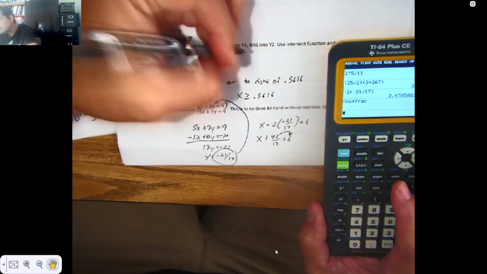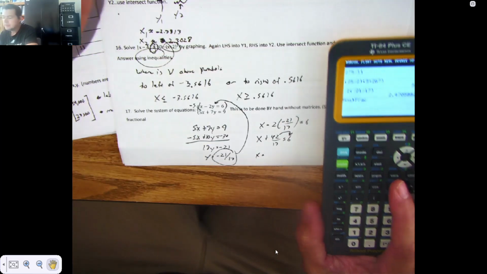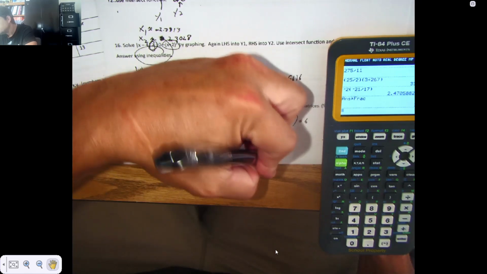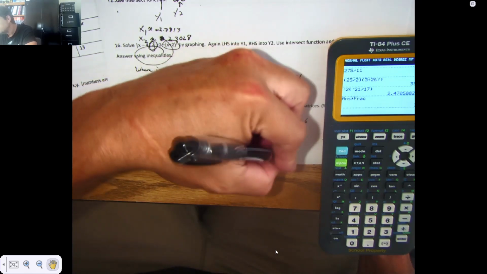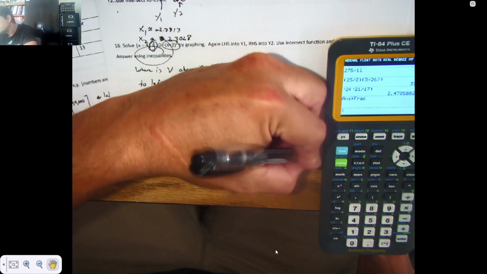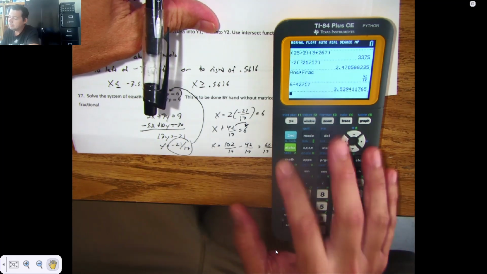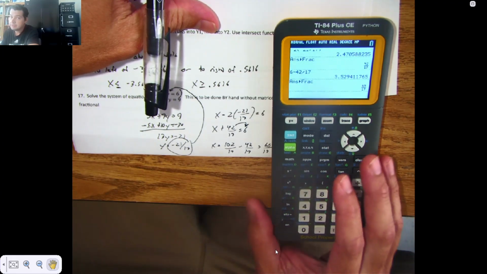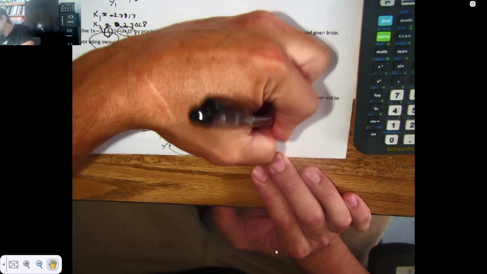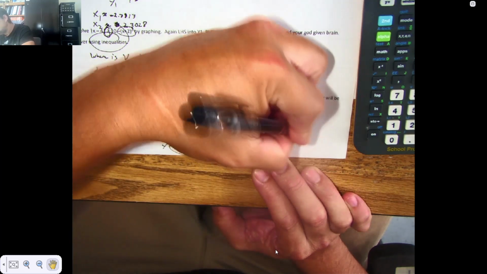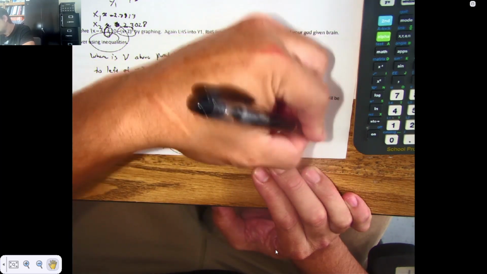We're going to subtract. 6 would be 102/17. And I'm going to take away 42/17. So I'm going to get 60/17 as my answer for x. You don't believe me? 6 minus 42 over 17. Math, enter, enter. 60/17. All right, ordered pair. 60 over 17, -21 over 17. That is the answer to that system.